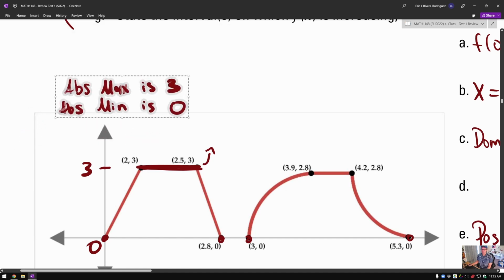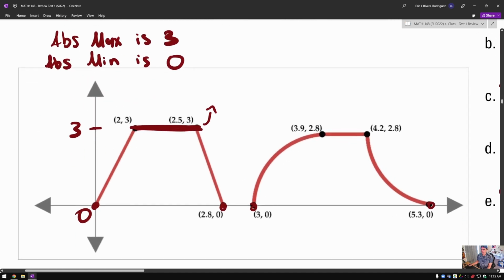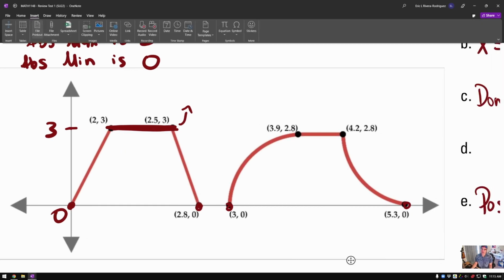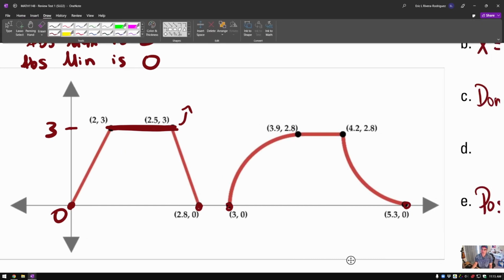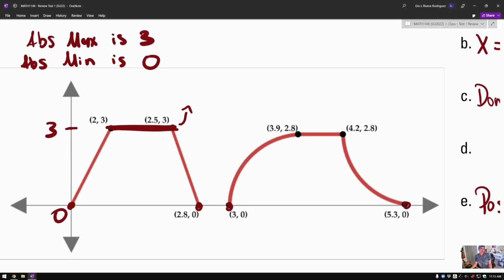Let me put this here. Now, let's talk about the locals, because we could have a local maximum, or we could have no local maximum, or the same for the local minimum. All right. So now, when we are looking for a local maximum, we are not going to select only the highest point, right? We are going to find those peaks on the graph, okay?